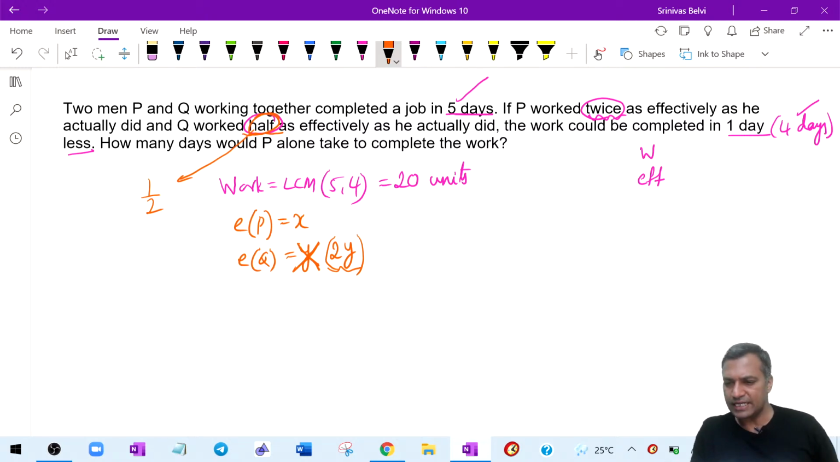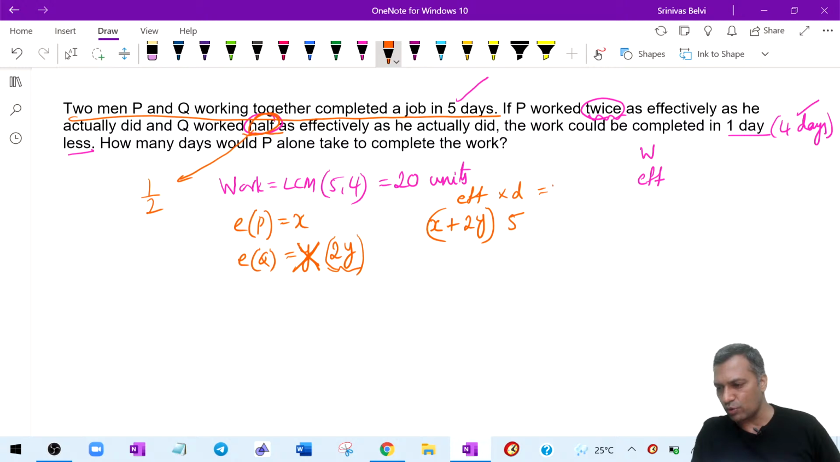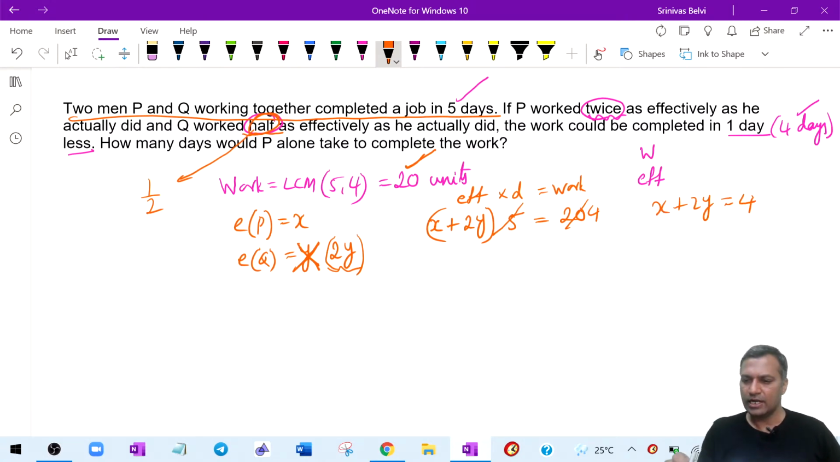He said that if they work together, they will complete the job in 5 days. Efficiency of P is X. Efficiency of Q is 2Y. Case 1: two men P and Q working together complete a job in 5 days. So (X plus 2Y) into 5. This is efficiency, this is the number of days, which is equal to work. How much is the work? 20, because that's what we assumed. So 5 one time, 5 four times. First equation: X plus 2Y is equal to 4. Come to the second one.